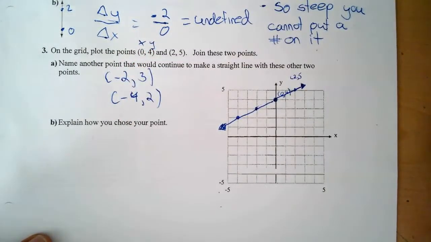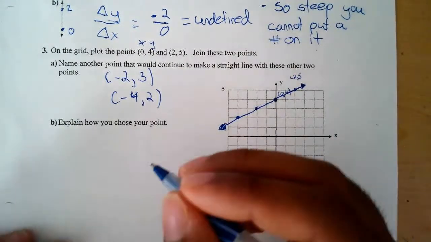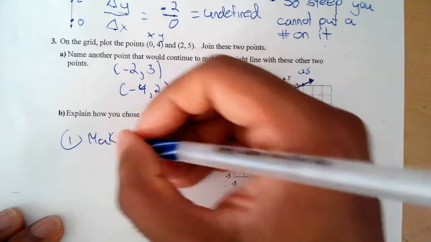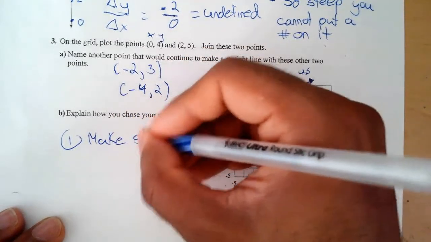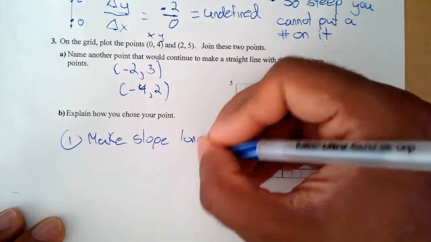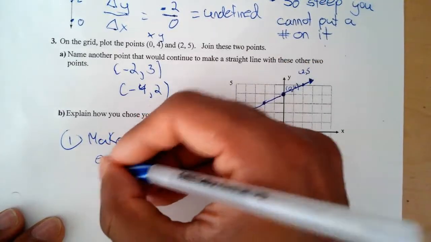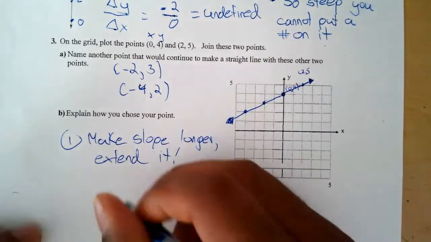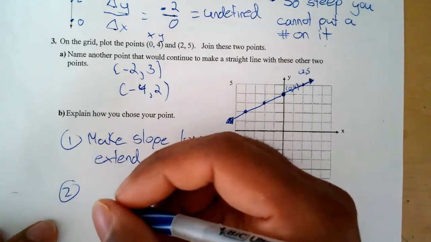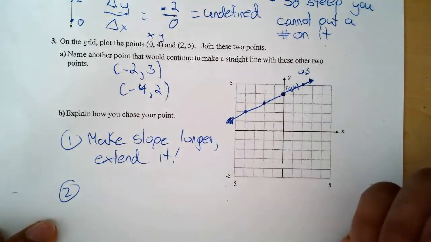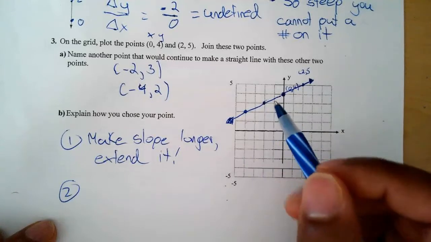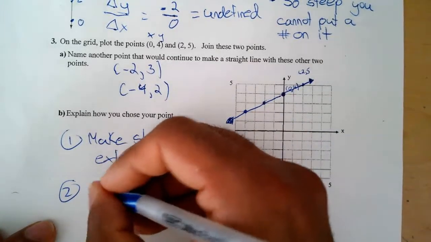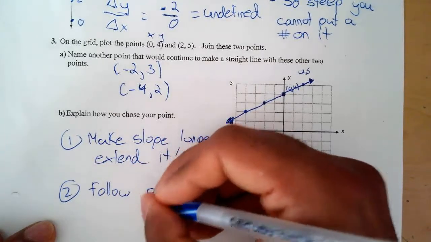Explain how you chose your point, and that's kind of what we just explained, but the first step is make the line or slope longer, like extend it. Then just find the point. Another way you could do it is follow the pattern. I'll talk about that right now.